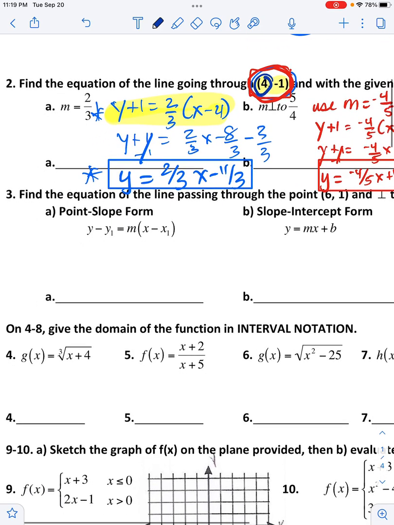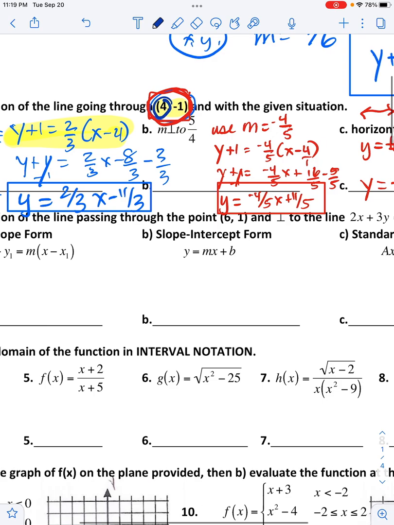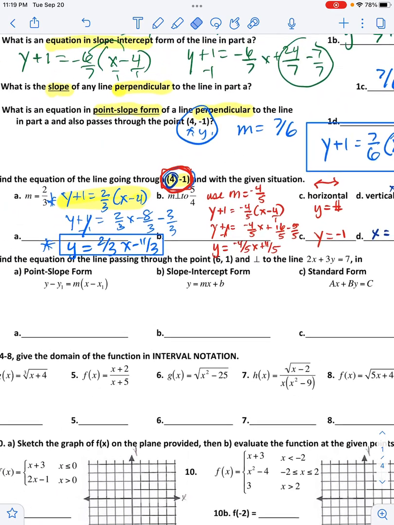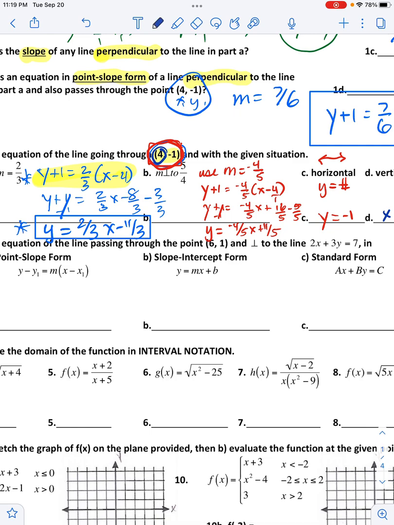Find the equation of the line passing through the point (6, 1), I think that says, perpendicular to this. Okay, so it's giving me all the information and it's asking me to write it in different forms. You're going to just start in this form, distribute, move a number, then you'll be in this form, get your x over to the left, and then get rid of any fraction coefficients. So let's see how that looks.